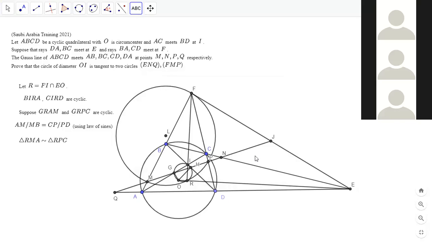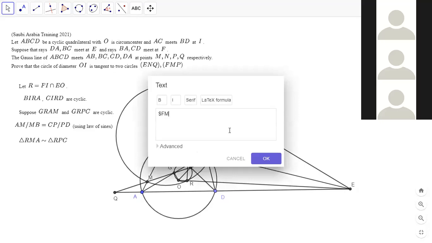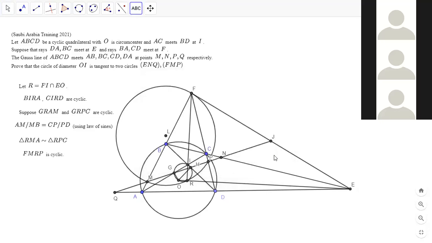So do you know how to do the last step to show that? Well, once we show that APRM is cyclic, so this shows that FMRP is cyclic, right? And yeah, I think it's not too much longer before you can prove this. I'm going to stop here. But yeah, this is really interesting ideas.